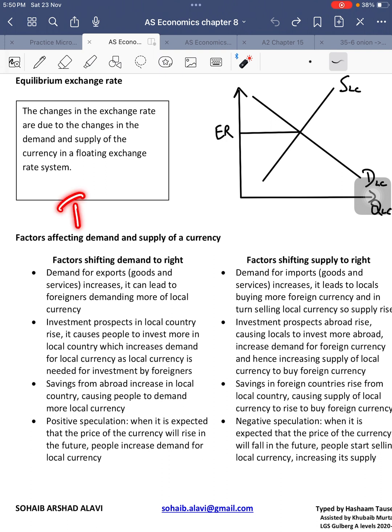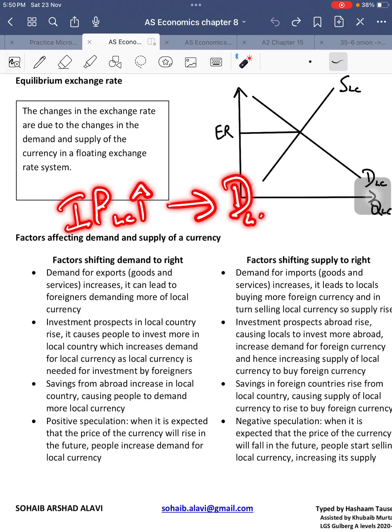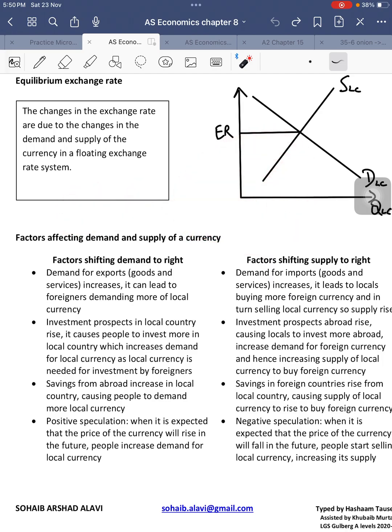So an increase in investment prospects in the local country means that there will be more investment by foreigners, which will lead to an increase in the demand for the local currency, because those living in foreign countries will be investing in Pakistan, and obviously they'll be investing through rupees, and they'll first have to buy the rupees, right?